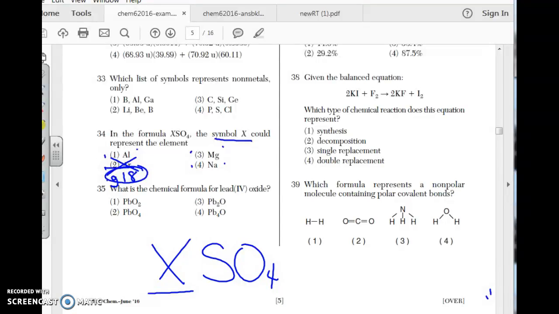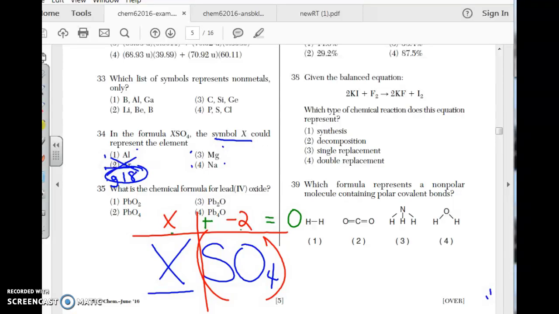Well, treat it like an algebra problem. We do not know what X is. So we're going to say that its oxidation number is X. Now, sulfate, if I go to table E, I'm going to see that sulfate overall has a -2 charge. And recall that the sum of the positive and negative oxidation states must be 0. Therefore, this must be +2. The only element that has an oxidation state of +2 is magnesium, +2.